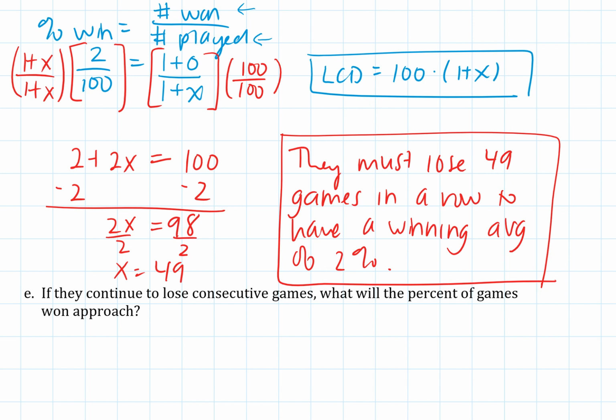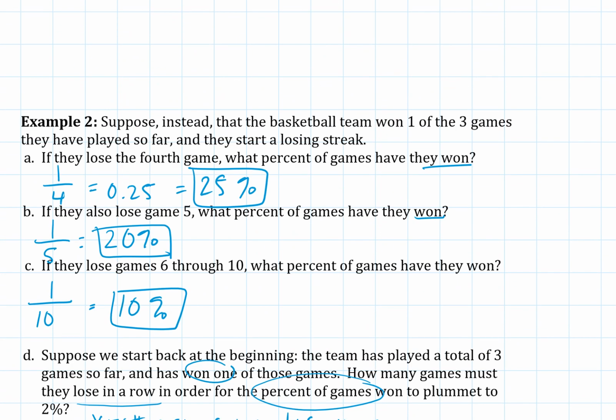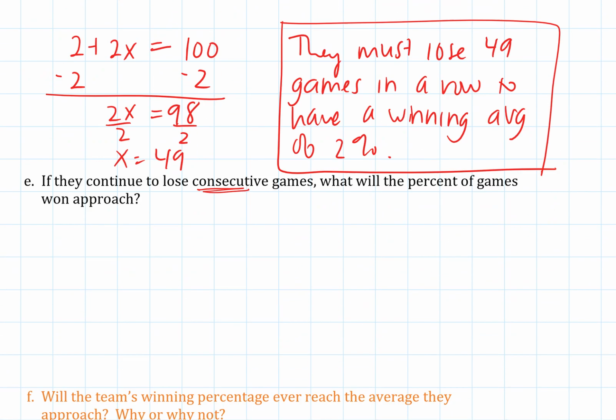If they continue to lose consecutive games, like they lose the next game and the next game and the game after that and the game after that, what will the percent of games approach? Well, this is just going down and down and down and down and down. Their winning percentage will approach 0.